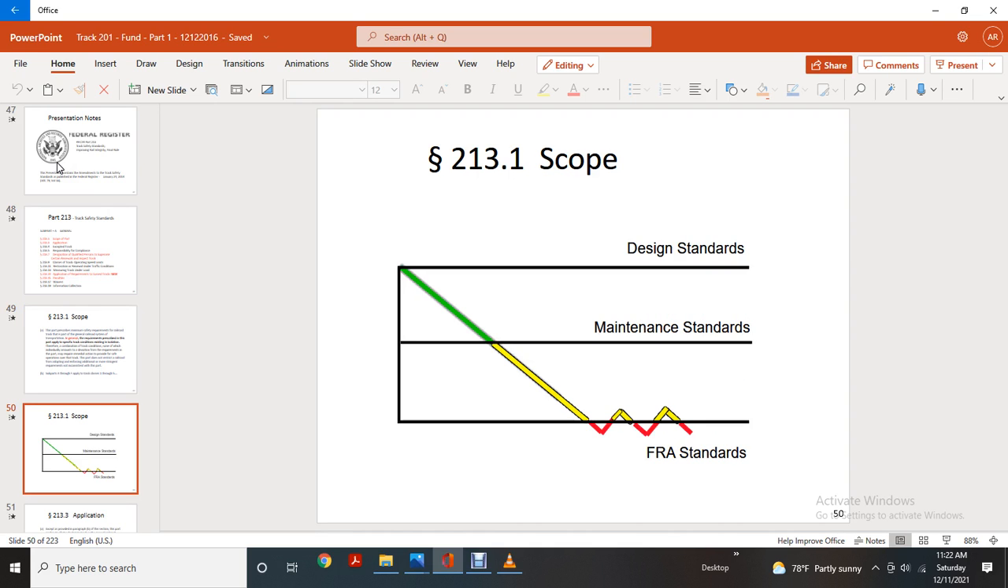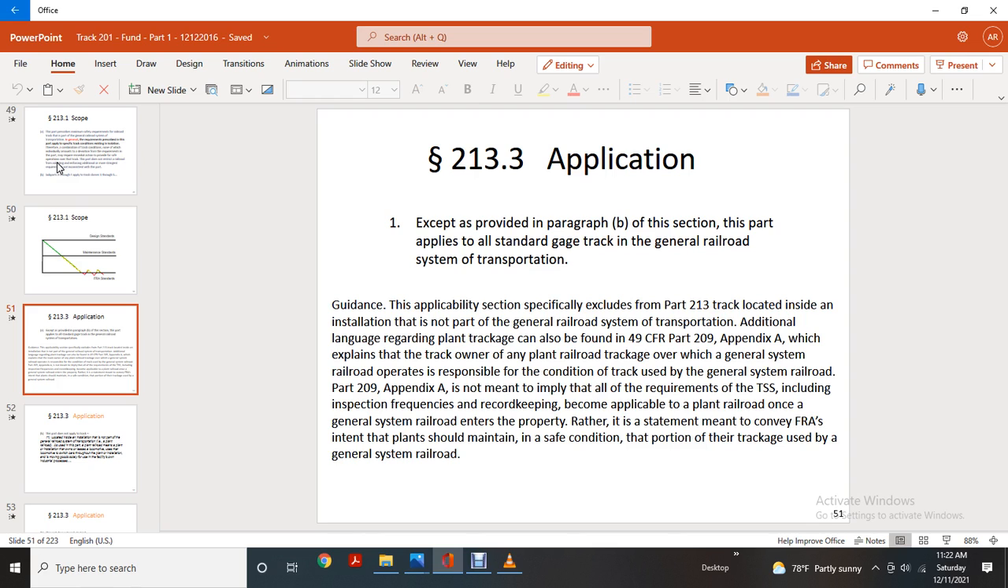213.1 shows the scope of the design standards, maintenance standards, and FRA standards. Application: except as provided in paragraph B of this section, this part applies to all standard gauge track of the general railroad system of transportation. The application section specifically excludes from Part 213 track located inside an installation that is not part of the general railroad system of operation.